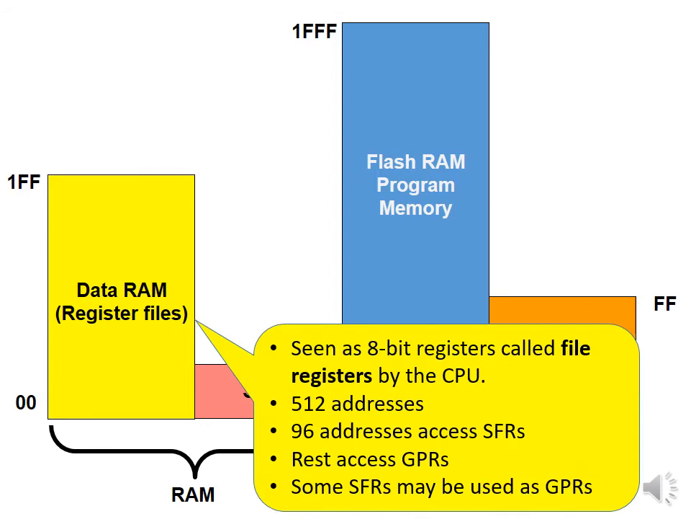The data RAM is seen as 8-bit registers that are called file registers. It has a total of 512 addresses. 96 of the addresses are used as special function registers. The rest of the addresses are used as general purpose registers. Then some of the SFRs may be used as GPRs.